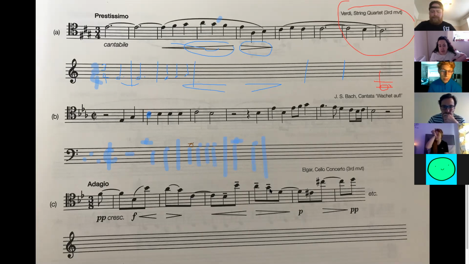So again, if you had a bass player or somebody who used the tenor clef, they will play exactly the same. Okay, final one then.